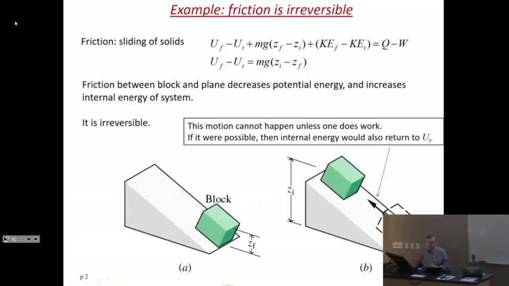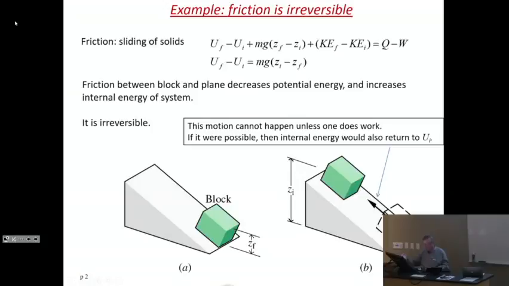So let's go back to classic friction and look at friction as an irreversible process. If you have a solid block that's sliding down a slope from an initial state to a final state, the change in internal energy, plus the change in potential energy, plus the change in kinetic energy, which is, let's say, 0, is the heat minus the work. Since this is 0, let's assume for a minute that the process has no heat exchange at all, and no work.